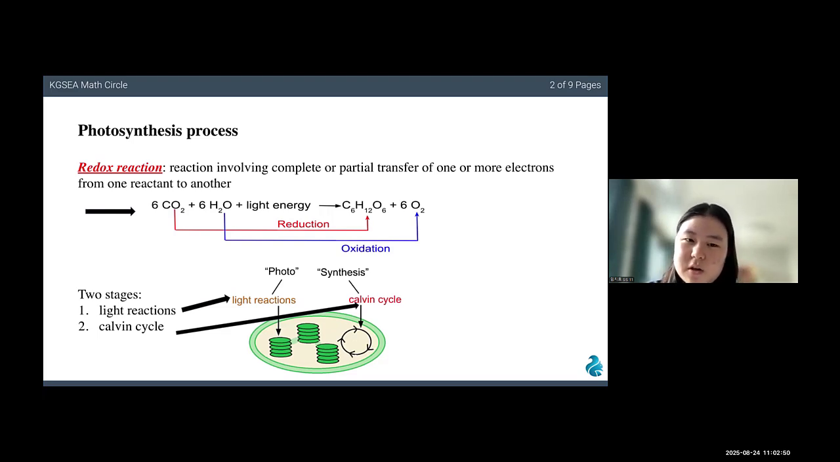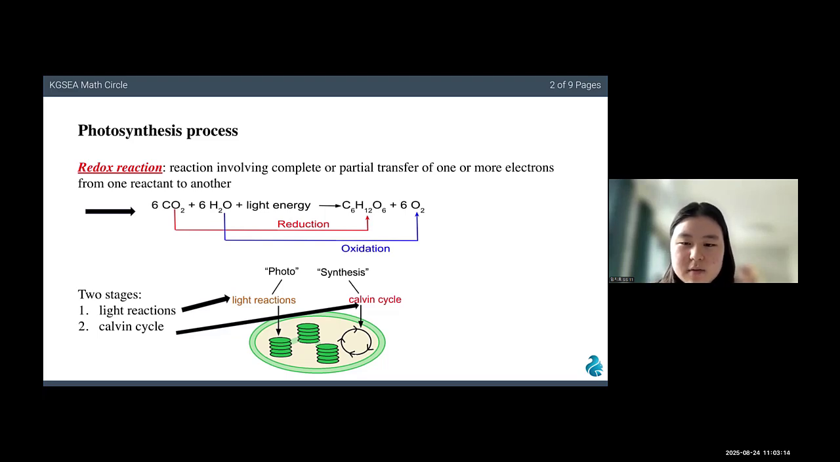Photosynthesis is a type of redox reaction. The word redox stands for reduction and oxidation, which means that electrons are being transferred between molecules. Oxidation means losing electrons. Here, 6 water molecules are oxidized to 6 oxygen molecules. Reduction means gaining electrons. Here, 6 carbon dioxides are reduced to glucose or sugar.